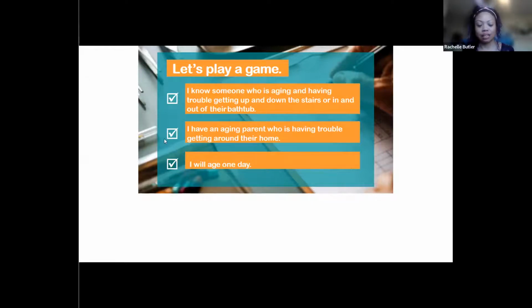So as we can see, we are all affected by accessibility, by mobility, by our environments, and being able to work with our day-to-day, and how do we integrate that with our homes and our communities. Next slide, please.